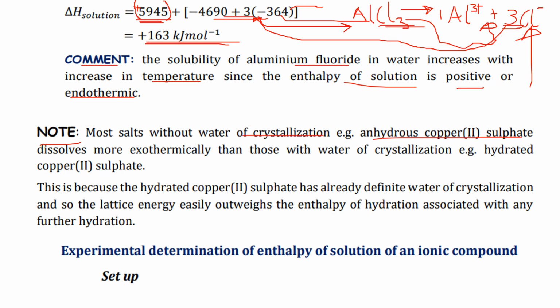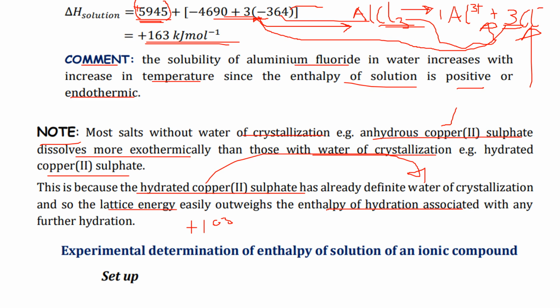So you're going to note that most salts without water of crystallization, for example, anhydrous copper 2 sulfate, are going to dissolve more exothermically than those that have water of crystallization, for example, hydrated copper 2 sulfate. And the reason for that is because hydrated copper 2 sulfate already has some component of water of crystallization in it, and therefore its lattice energy is going to easily outweigh the hydration energy it's going to give in solution, and therefore it is going to give an endothermic value. Therefore we expect hydrated copper 2 sulfate to be more sparingly soluble as compared to anhydrous copper 2 sulfate, which has no water of crystallization.